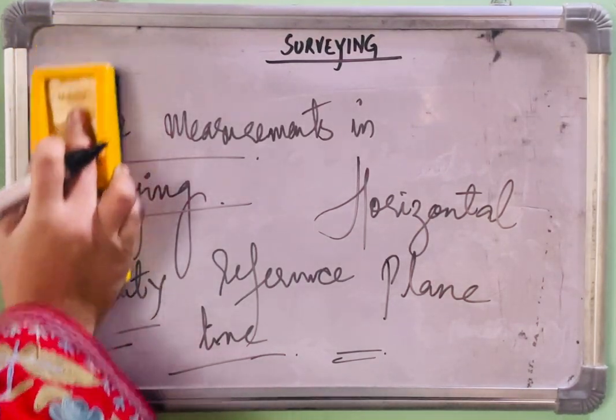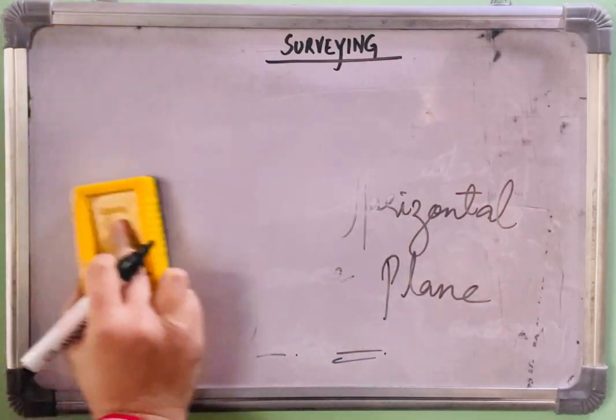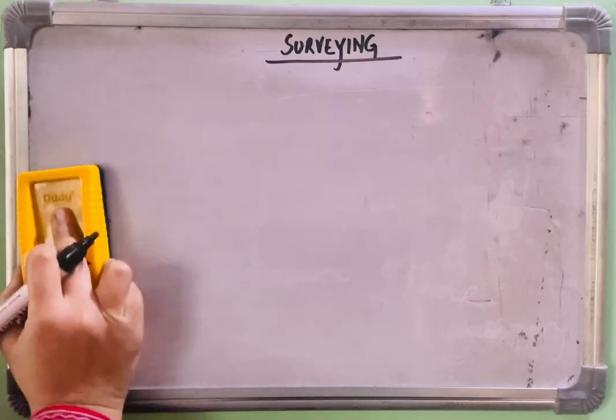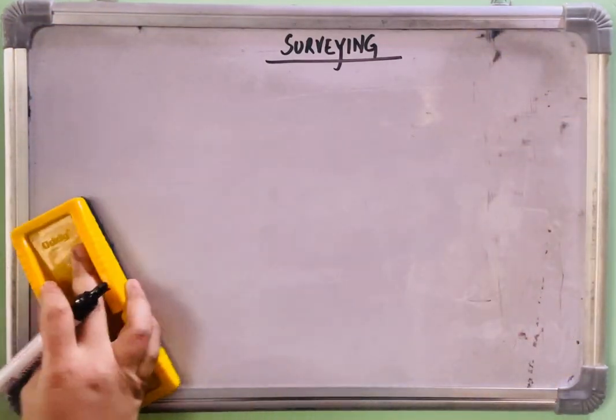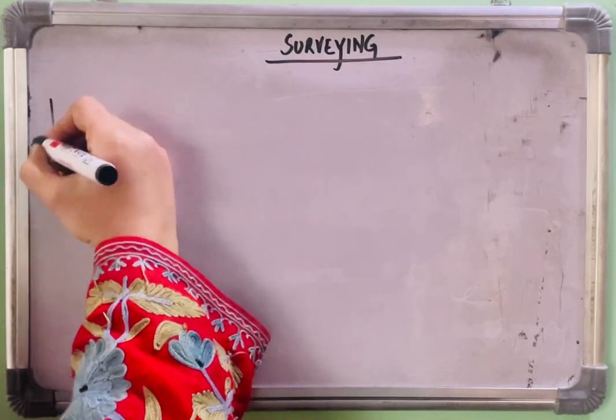Surveying basically consists of what? If you recall the discussions held in video lecture number 1, surveying consists basically of what measurements? Horizontal distances, vertical distances, horizontal angles, and vertical angles. Let's take horizontal distances first.